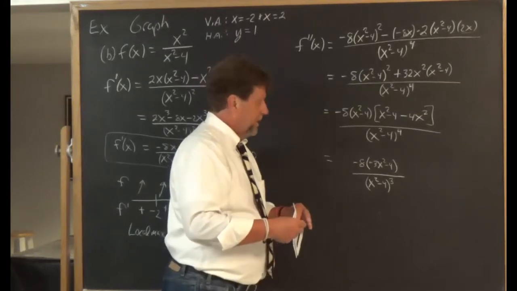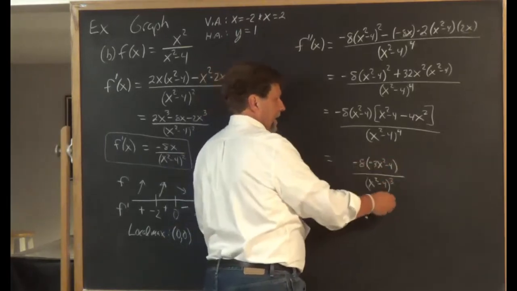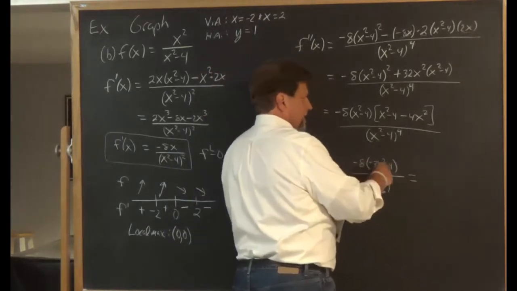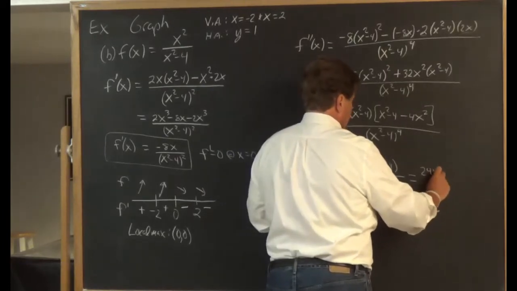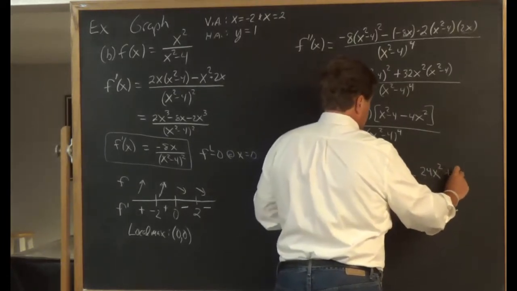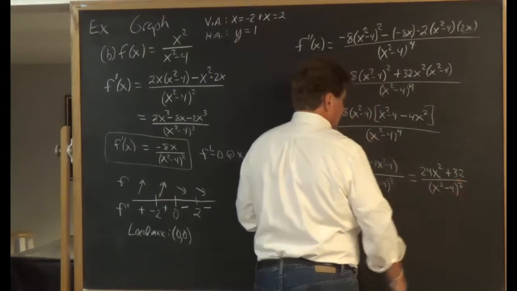I'm going to do something that's going to seem a little unorthodox, but I'm going to distribute this negative 8 back in. Only because I see so many negatives, and I know if I distribute it, I get a 24x squared plus 32. Okay, so now here's why I want to do that.